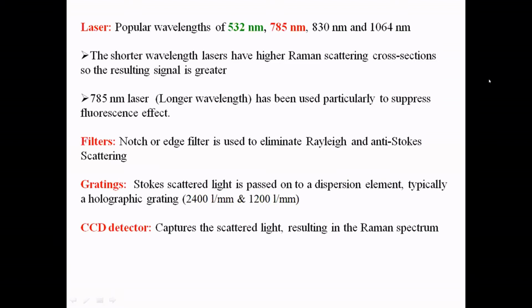And filters, of course. The Rayleigh will be there, that is elastic scattering, and we need to eliminate that, and some of the anti-Stokes that may not be highly useful with respect to the structures. And gratings, these are components within the spectrometer I'm talking about, and the gratings are also there to get a good light beam from the laser source. And the CCD detector, of course, helps to get the information from the spectra.